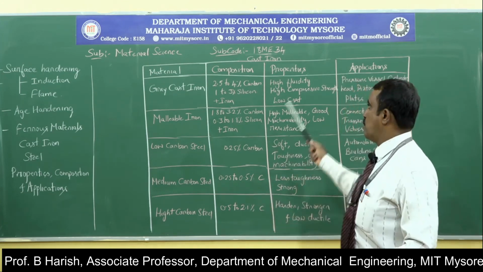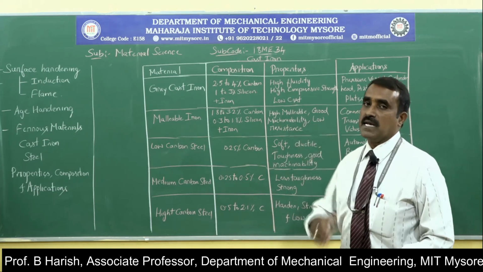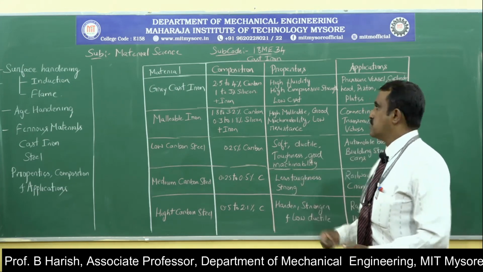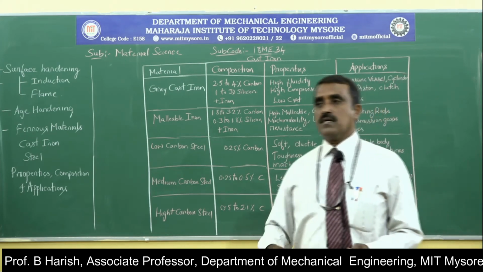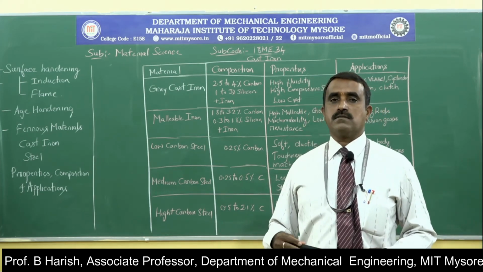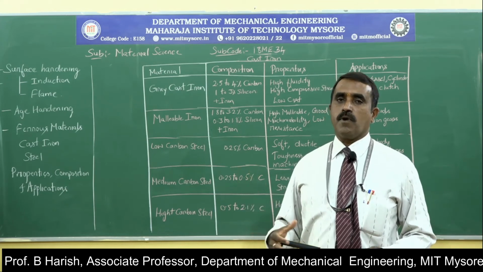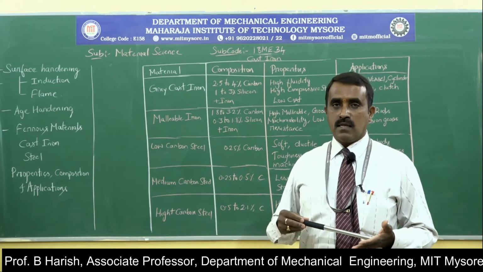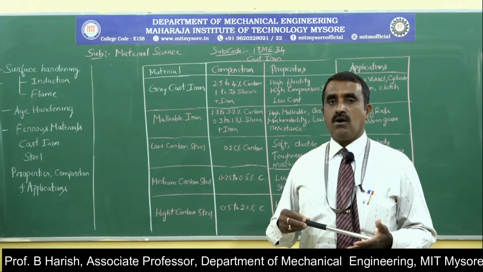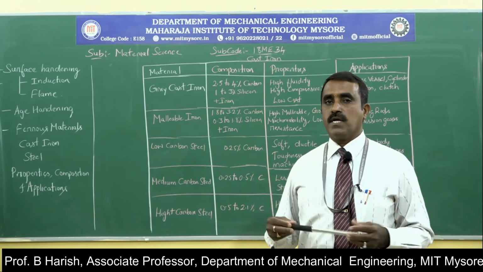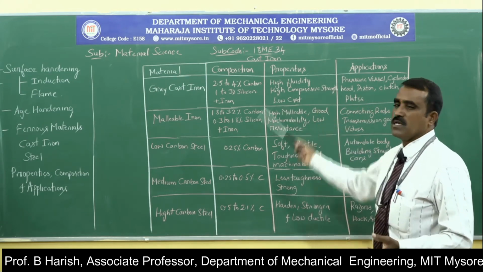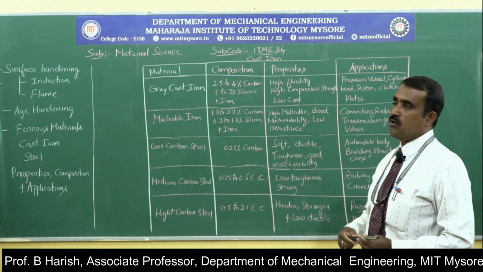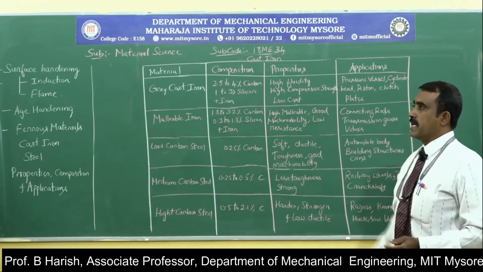That is the first property: it has high fluidity, which means it easily flows in the liquid state. Second, high compressive strength. We discussed various properties in the second module. Compressive strength is the strength the material has when it is subjected to compression. And one more is low cost. That is the property of grey cast iron.